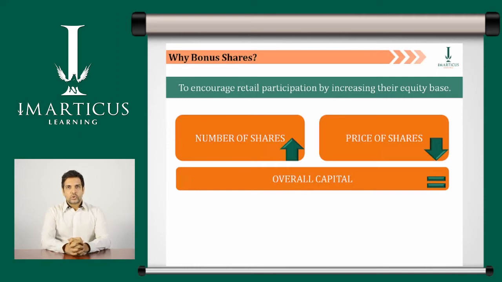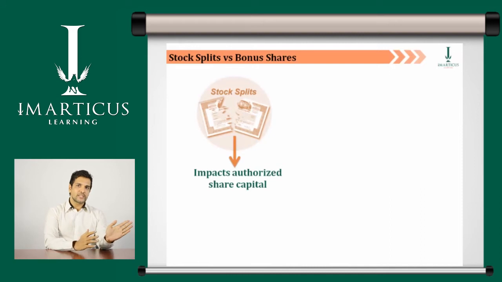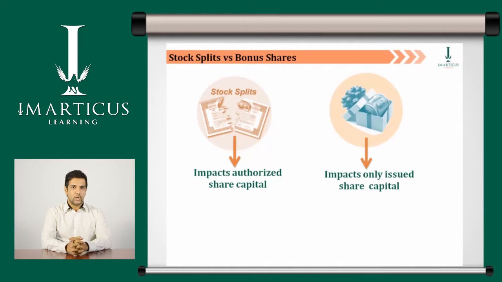A bonus share issue is similar to a stock split in many ways. The number of shares a person holds increases while the price falls in tandem. The difference between a bonus issue and a stock split is that while a stock split usually also splits the company's authorized share capital, the distribution of bonus shares only changes its issued share capital.